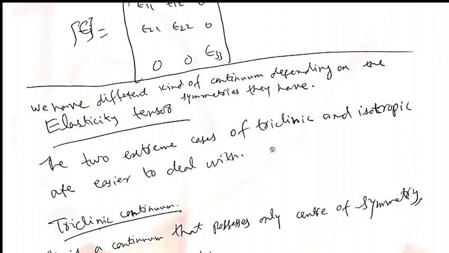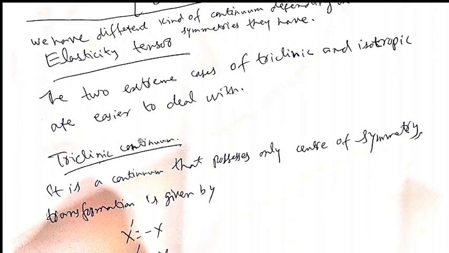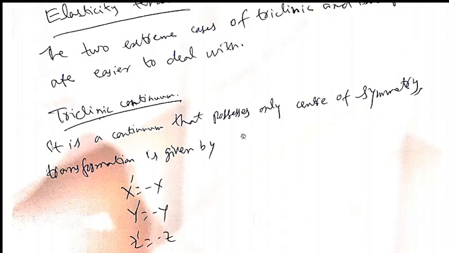Independent components of matrix C. When we say independent components of the continuum, we mean the independent number of components of matrix C, the elasticity matrix, which represents that continuum. First is the triclinic continuum. It is a continuum that possesses only a center of symmetry.